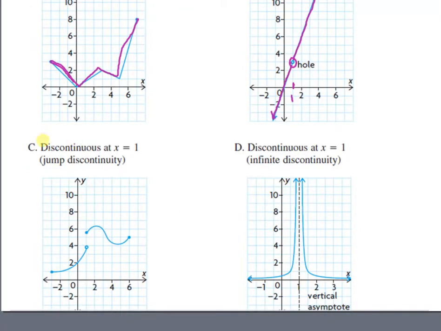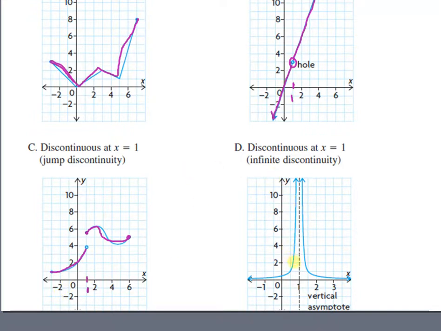C is a jump discontinuity. Just to recap, when we read a graph, we read it like a book. You start on the very left-hand side and go to the right. So we start here, we come up here, and then we have to jump, pick up our pencil, and complete the graph. So there's a jump discontinuity at, again, x equals 1.